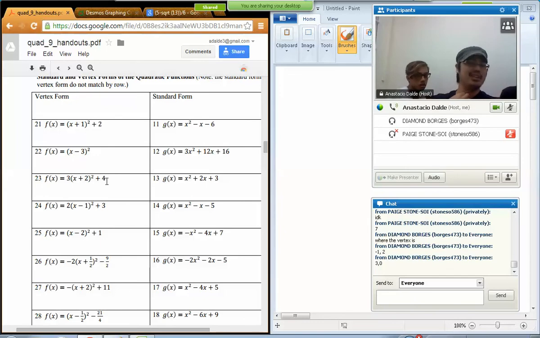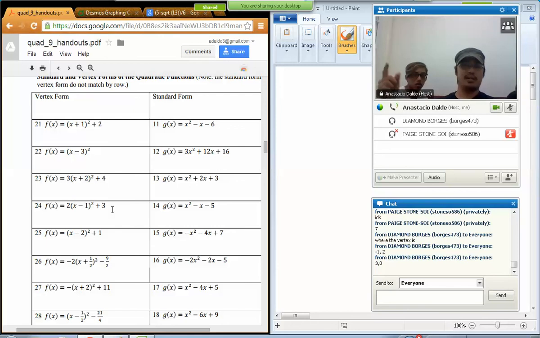What did that 3 do, by the way? It makes it skinnier. But did it change where the vertex is? No, it did not. It just made it skinnier. So you have a skinnier problem, or maybe a vertically stretched parabola. You get it? Where is the vertex on this guy right here?